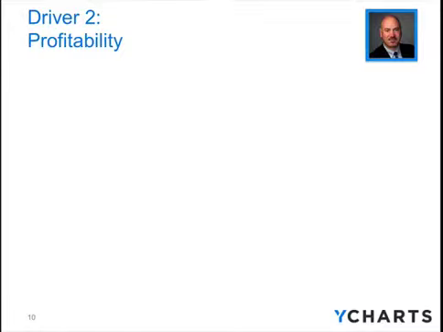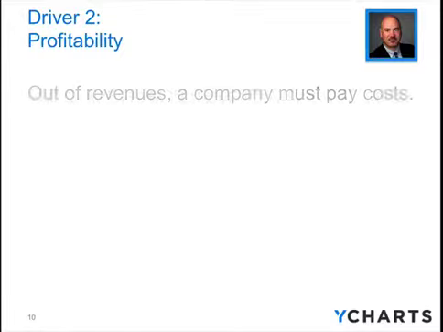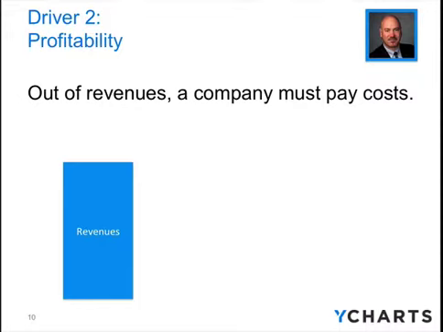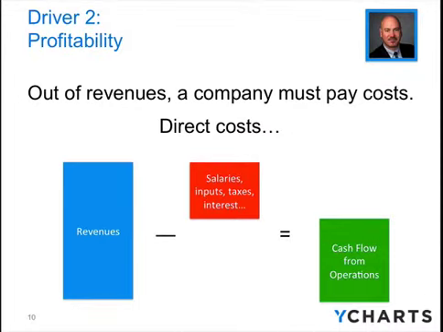After revenues, we turn to profitability. A company has to pay costs. Some of these costs are direct ones. These are salaries, price of building inventory, taxes, interest, etc. And once those cash costs are deducted from revenues, you come up with cash flow from operations. This is an actual line item in a financial statement, the statement of cash flows.